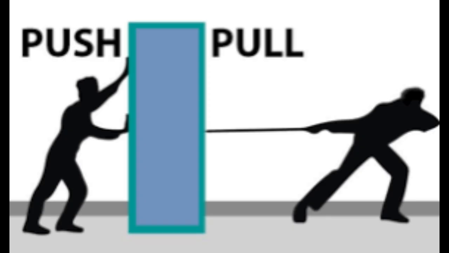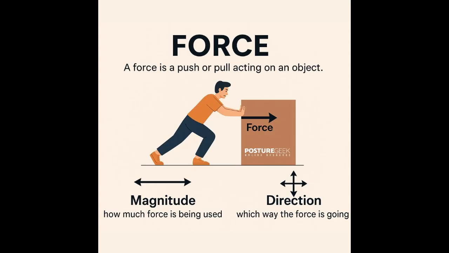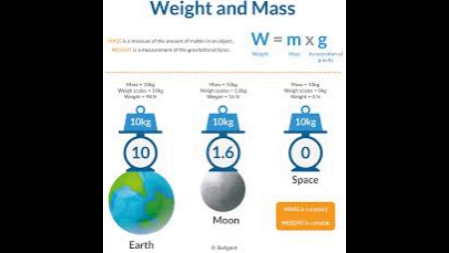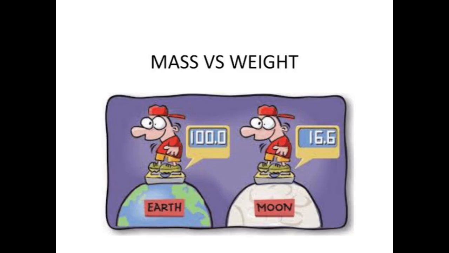Force is all about relationships. It only exists when two things interact. Take away one, and poof, the force disappears. Now here's where people get tripped up. Mass versus weight. Mass is just how much stuff is in an object. It doesn't care where you are in the universe, Earth, the Moon, or Mars. Mass is mass. Weight, on the other hand, is the effect of gravity acting on that mass. It's what makes you feel heavier on Earth than on the Moon.